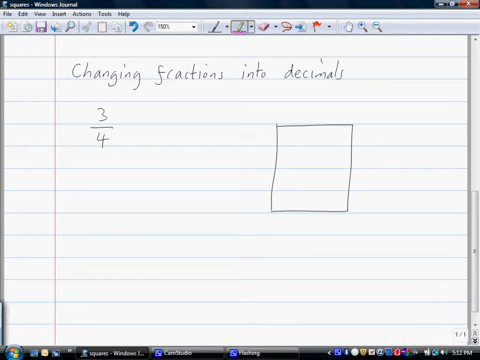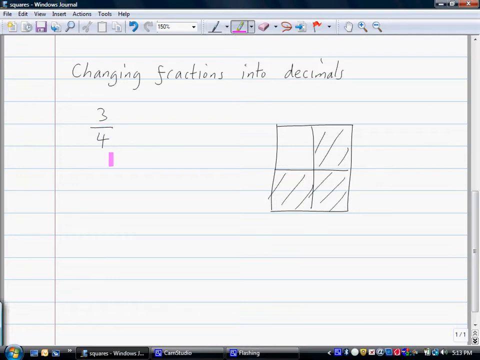This video is about changing fractions into decimals. So if we think about a fraction, for example, 3/4, you might be used to thinking about 3/4 in this way. If this represents a whole one, we have to split it into four equal parts, and we're considering 3 of those 4 parts. So this would be 3/4.